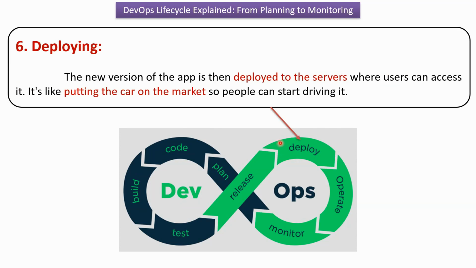The sixth step is deploying. The new version of the app is then deployed to the servers where users can access it. It is like putting the car on the market so people can start driving it.